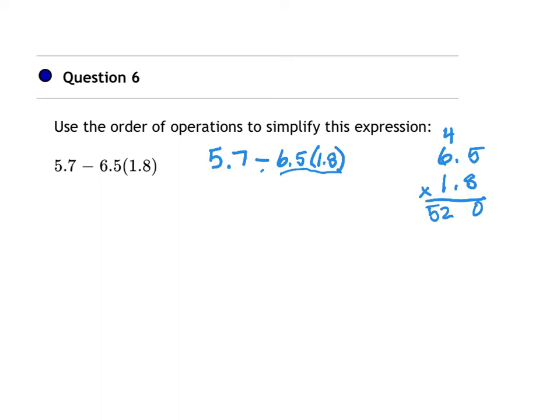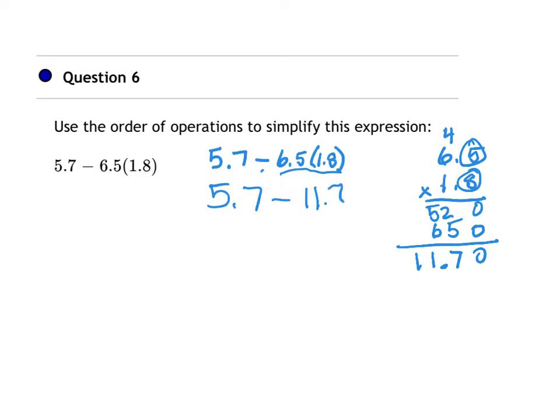Now you're going to go to the 1, so put a 0 here because you're not having a number there, and do 1 times 5 is 5, 1 times 6 is 6, add up the columns, and then count your decimal places, 1, 2, so that means you should have 2 places there. So this is really 5.7 minus 11.7.